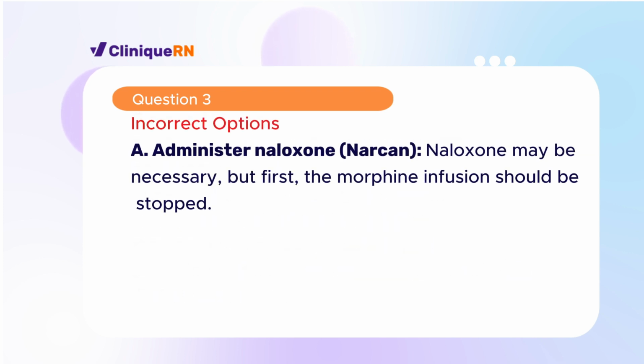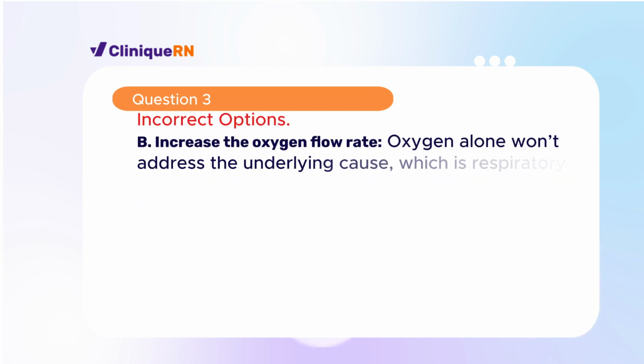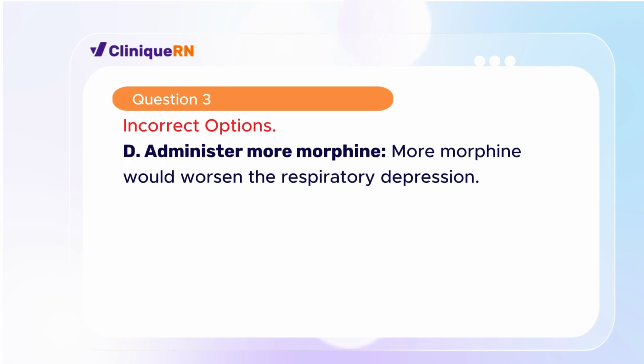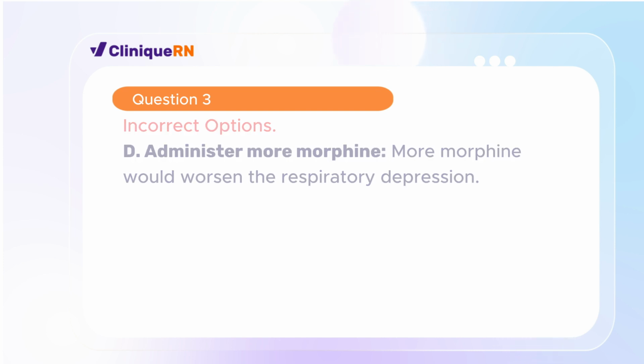Rationale for incorrect answers. A. Administer naloxone, Narcan. Naloxone may be necessary, but first, the morphine infusion should be stopped. B. Increase the oxygen flow rate. Oxygen alone won't address the underlying cause, which is respiratory depression from morphine. D. Administer more morphine. More morphine would worsen the respiratory depression.